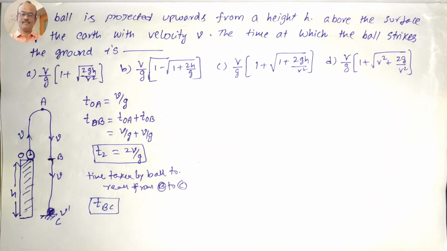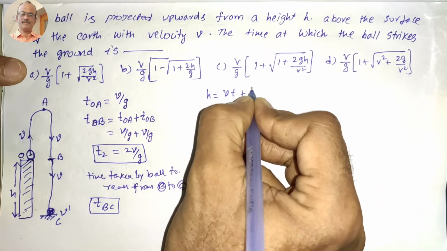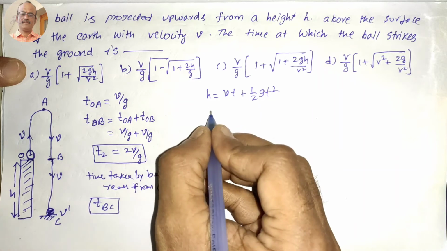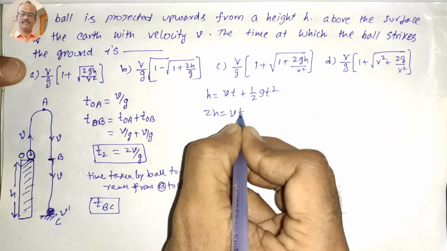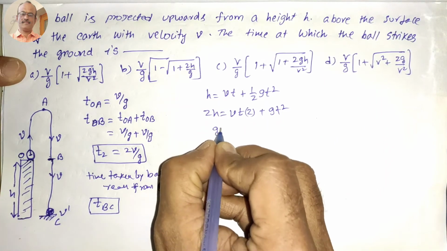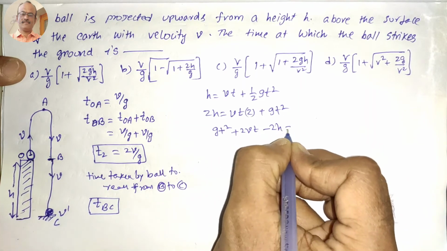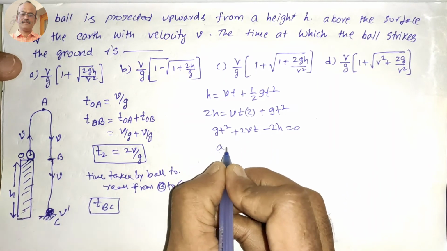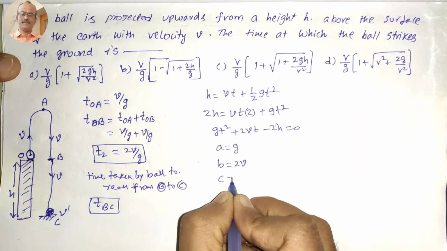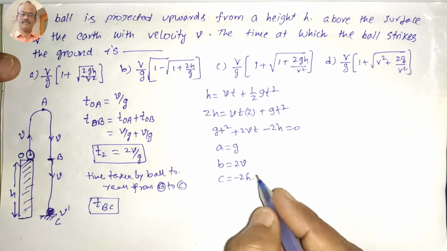To calculate that, first of all we will write the formula h is equal to vt plus half gt square. On multiplication, 2h is equal to 2vt plus gt square. So gt square plus 2vt minus 2h is equal to 0. Here a is equal to g, b is equal to 2v, and c is equal to minus 2h. So these are the contents we are having.